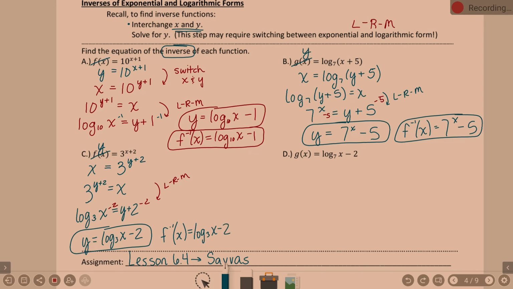Are you looking at the previous problem? No, you just said that a lot.